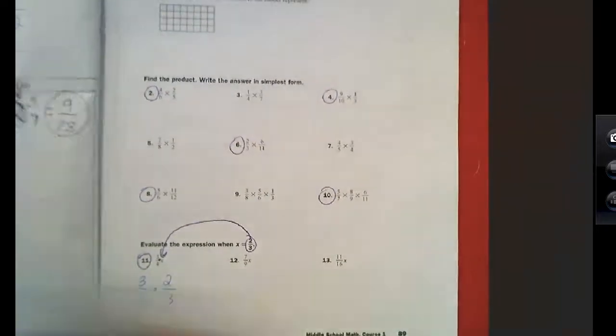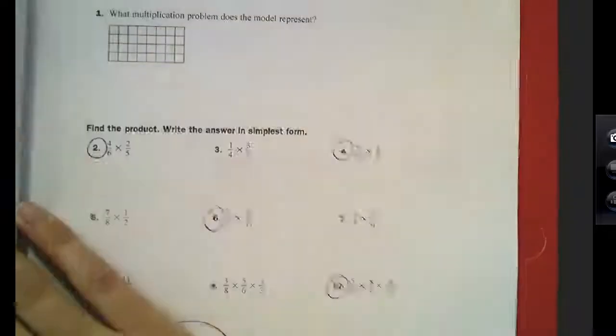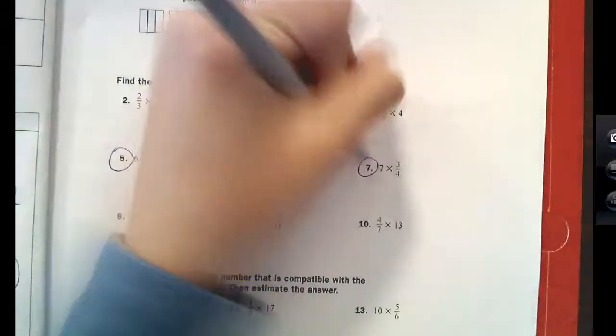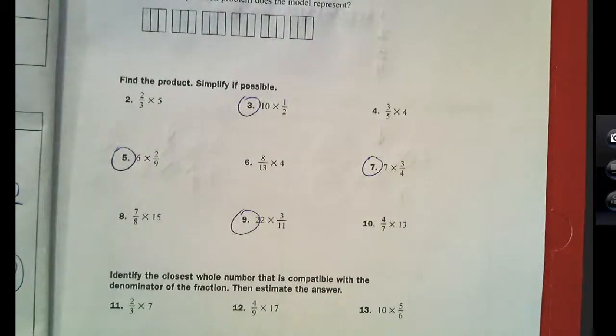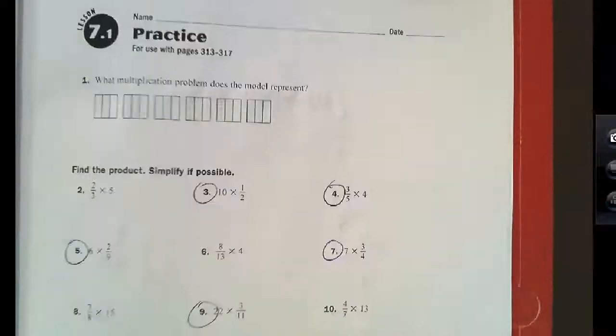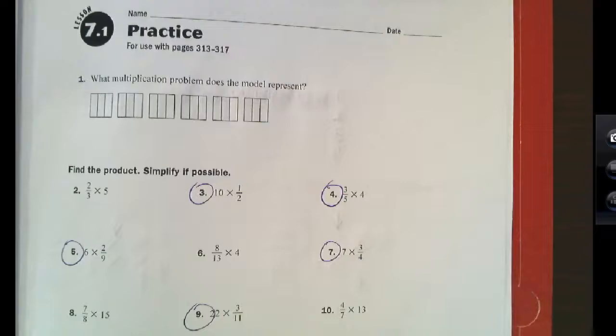Now I want you to flip to the 7-1 worksheet. It's just 1 page prior. And on the 7-1 worksheet, I want you to do 3, 5, 7, 9, and 4. So you will have 2 pictures to upload to Google Classroom tonight, the 7-1 worksheet and the 7-2 worksheet. And you have like 15 minutes to get started right now.